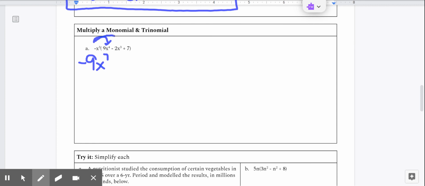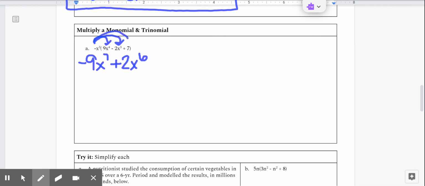Then we're going to go ahead and multiply times this second term. So when I go to multiply those coefficients, this is a negative 1 times a negative 2. Well, that's going to leave me plus 2, right? Multiplying two negatives makes a positive. And then the same thing with those variables. We're going to keep our base and add the exponent. So 3 plus 3 is 6.